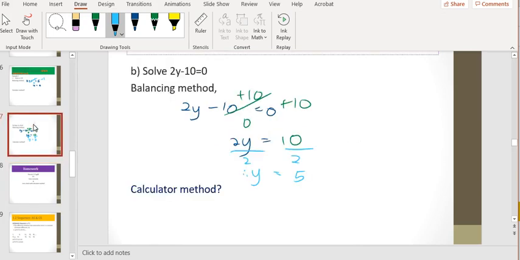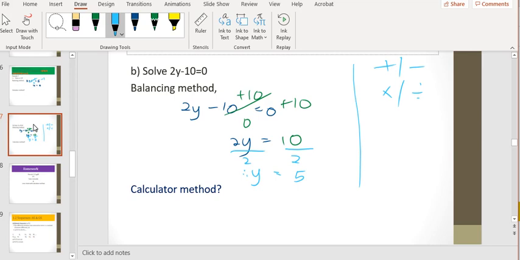Do remember one thing as I mentioned. Just to remark, plus and minus are siblings, multiply and divide are siblings. You get the idea? Because you can see for this minus 10, the sibling will be plus 10, both sides. Whatever you apply on the left, you must apply the same thing on the right, to be fair.